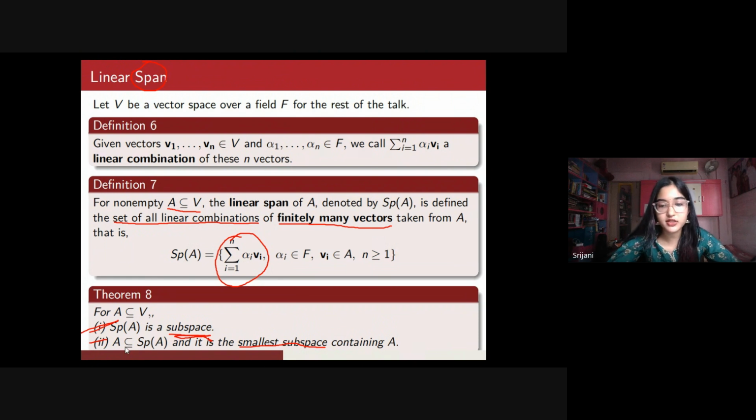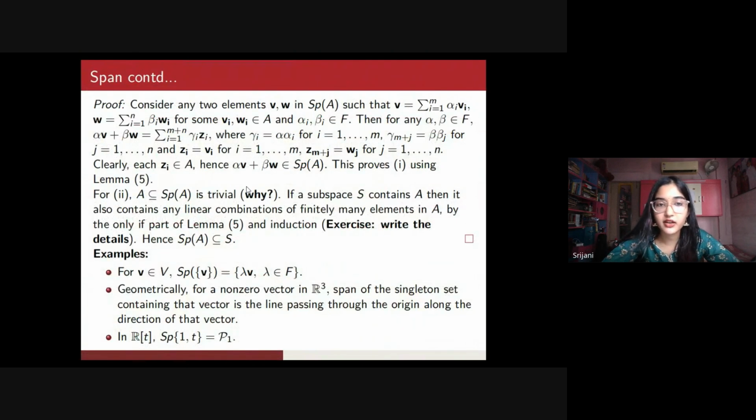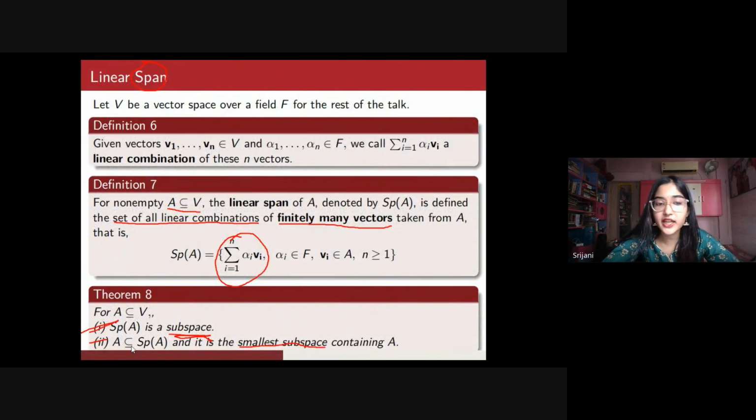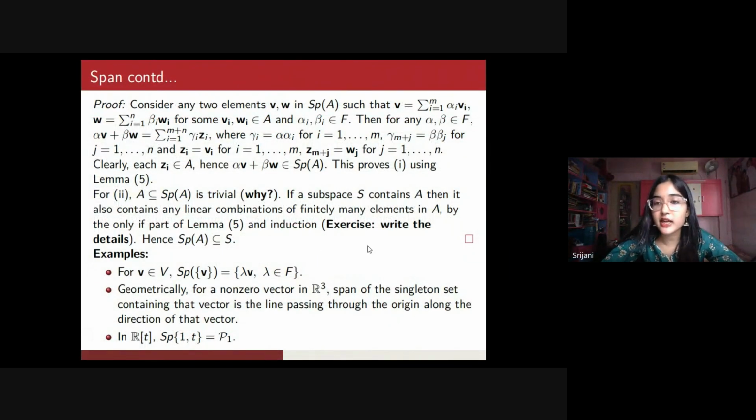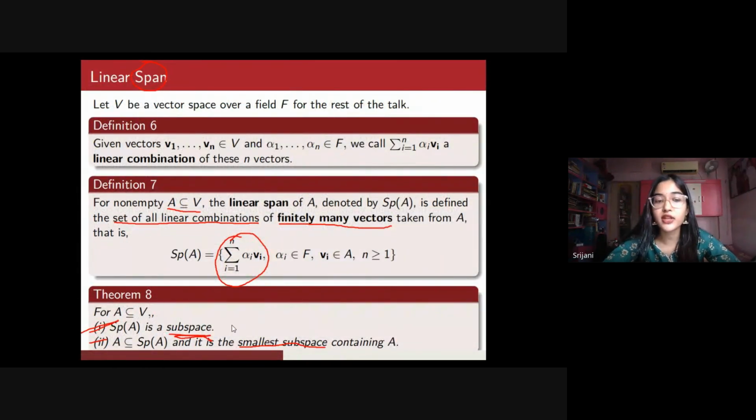Now the second part of this theorem. So A will obviously be contained in the span of A, right? Because for any v in A, just take finitely many vectors. So take only one vector v, and take alpha to be 1. 1 is there in the field. So then v will be in the span of A. So trivially A is contained in span A. Why is it the smallest subspace? Suppose there is a subspace which contains A. Then I have to show that that subspace will also contain the span of A.